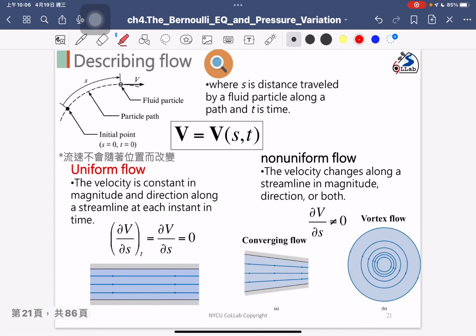Okay? So right now I will spend around 5 minutes to quickly introduce the different flow conditions, as you can see on the slide.